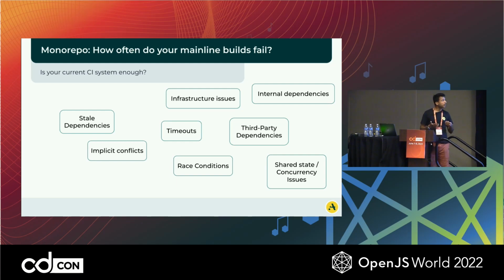And then there are other infrastructure issues where your infrastructure is unreliable. You may get timeouts. You have dependencies on third party, you have dependencies internally, or there are race conditions within your system. And then there could be tests that are not written efficiently, where there are shared state flaky tests because of which your builds can fail too. So for this conversation, we will focus more on stale dependencies and implicit conflicts and explain more why merging can be challenging at scale.